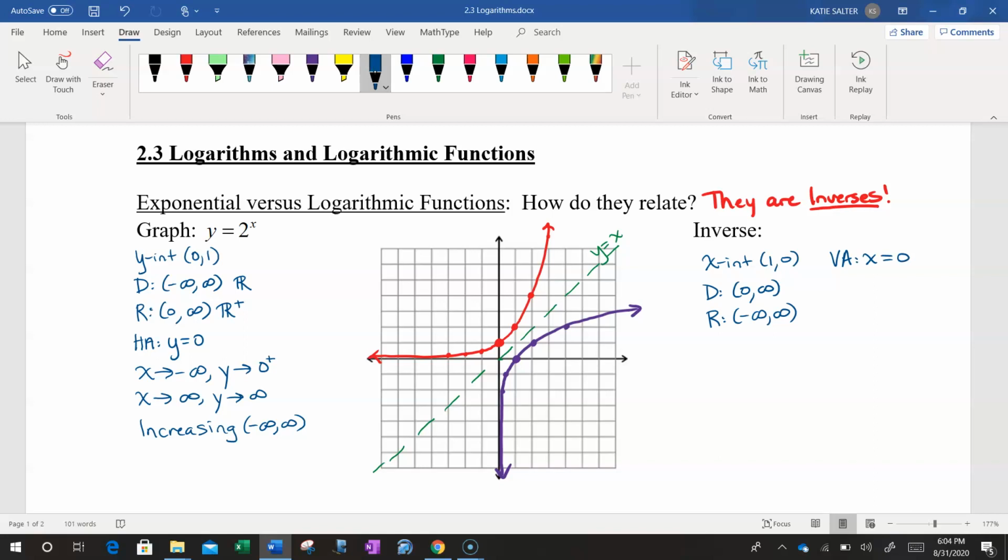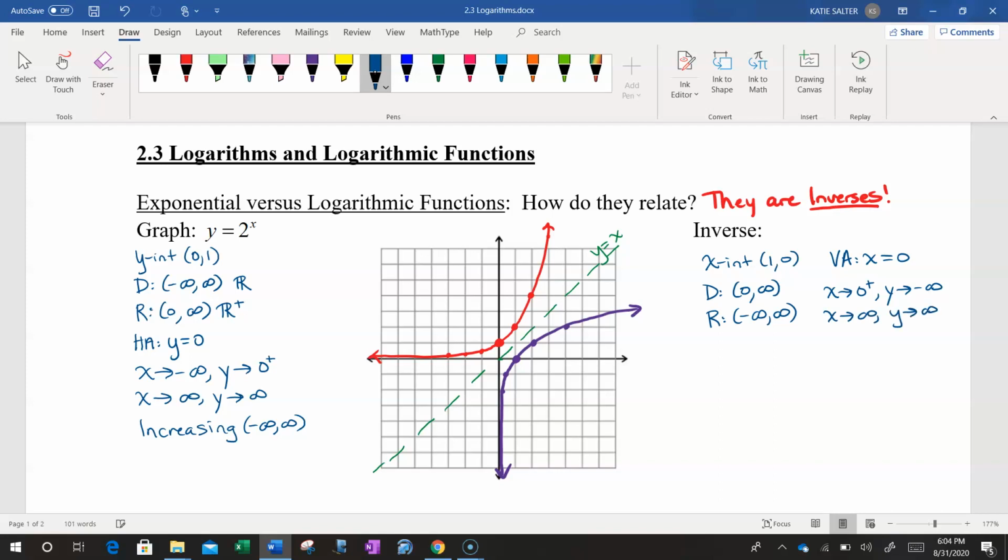If I were to write end behavior for this one, it would switch around. Instead of saying as x goes to negative infinity, I would say as x goes to 0 from the positive side, y goes to negative infinity. As x goes to infinity, y goes to infinity.